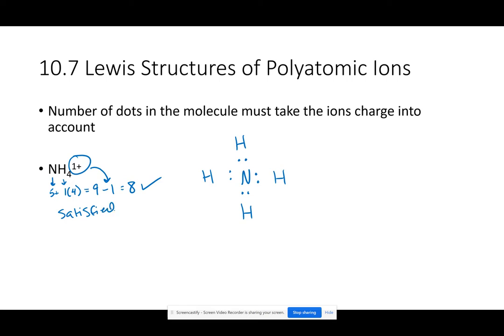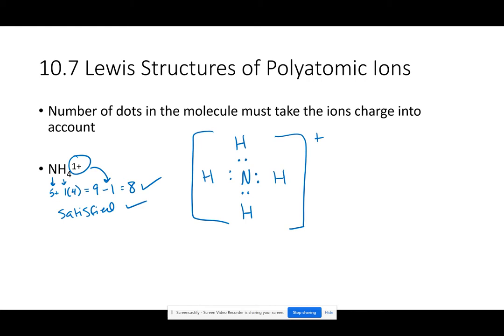I gotta check if things are satisfied. Hydrogens all look good. Nitrogen looks good. So yes, everything is satisfied. The last thing you have to do to indicate that it's a polyatomic ion is you have to put it in brackets with the charge on the outside.